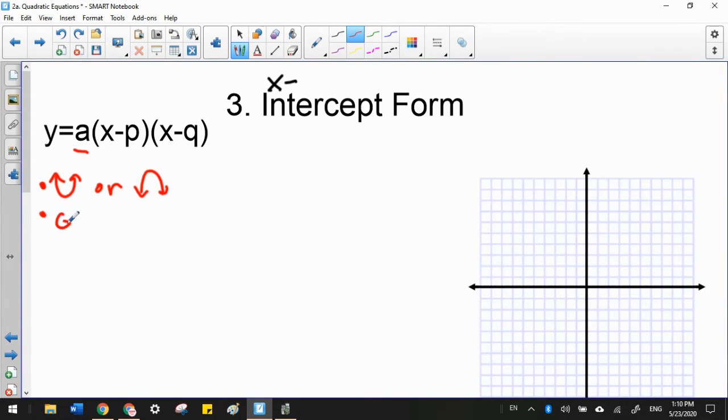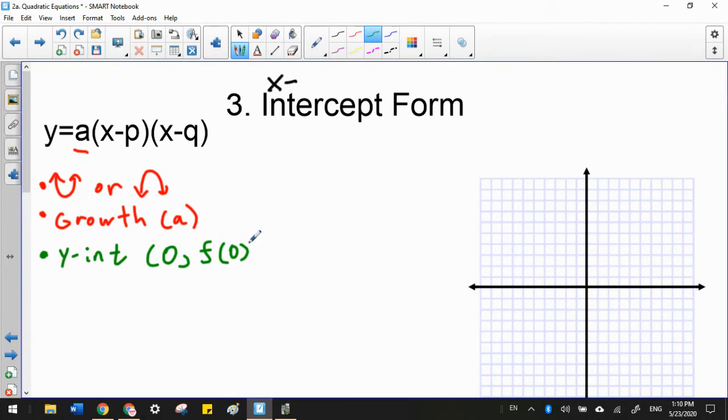And it tells you the growth rate of the parabola. Another thing that you can find is the y-intercept, where you literally just stick 0 in for x, and once you do the calculations, whatever value you get out of plugging 0 into the function is going to be your y value for the y-intercept.